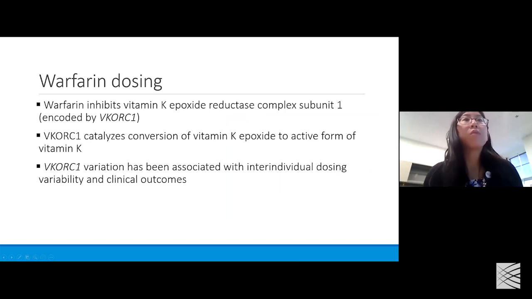Warfarin achieves its anticoagulant effect through inhibition of VKORC1, which catalyzes the conversion of vitamin K epoxide to the active reduced form of vitamin K. And VKORC1 variation has been associated with inter-individual dosing variability and clinical outcomes.